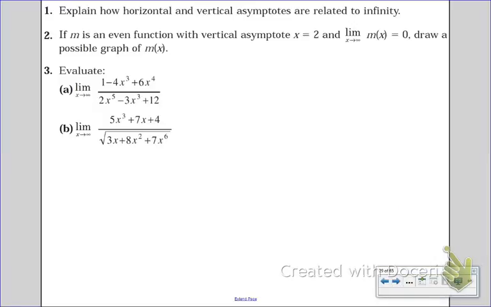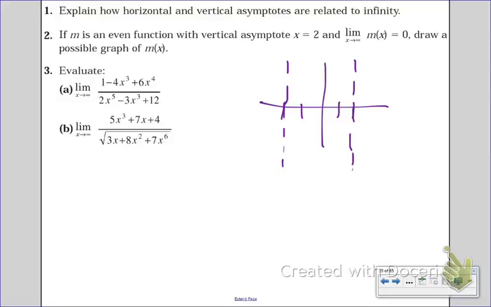Number 2, if m is an even function with vertical asymptote x equals 2, and the limit as x approaches infinity of m of x equals 0, draw a possible graph of m of x. Why don't you guys try that one? It doesn't have to look exactly like mine, but it has a vertical asymptote at x equals positive 2. And if it's even, it also has a vertical asymptote at x equals negative 2, because it means it's symmetrical across the axis.